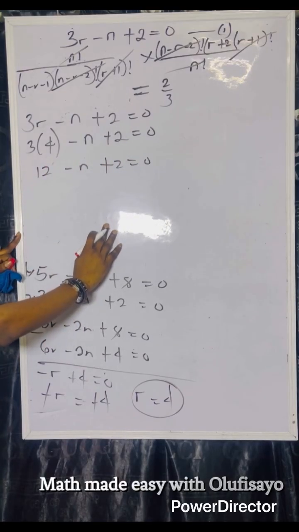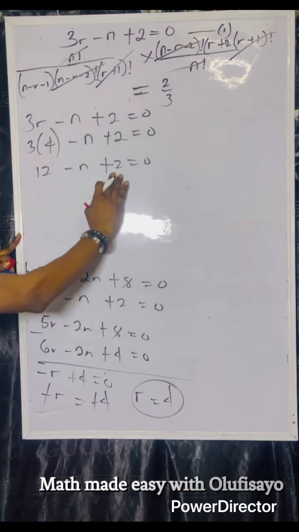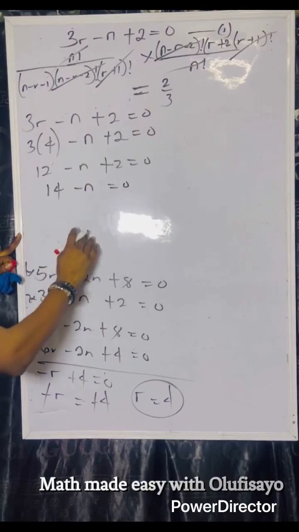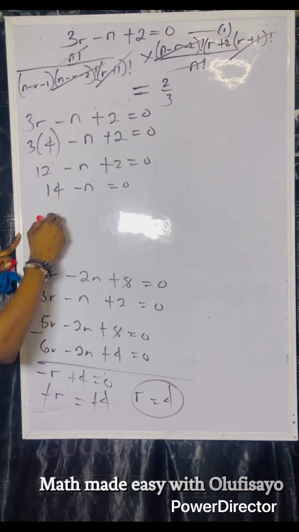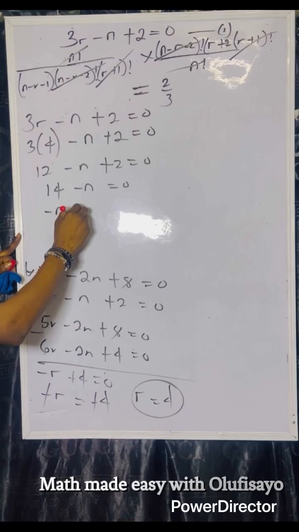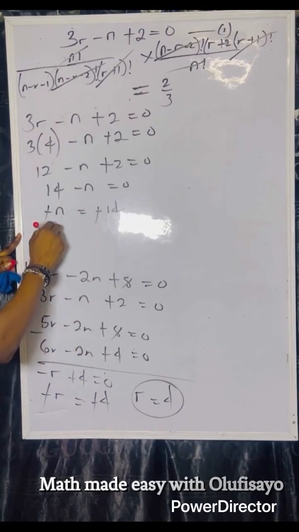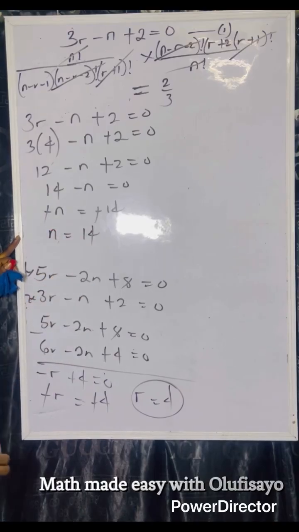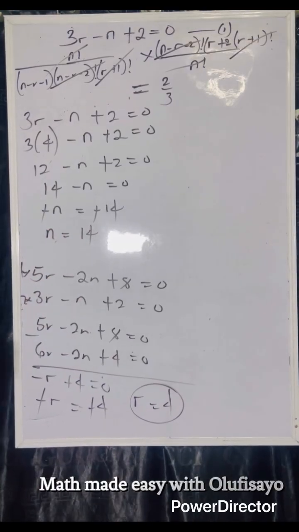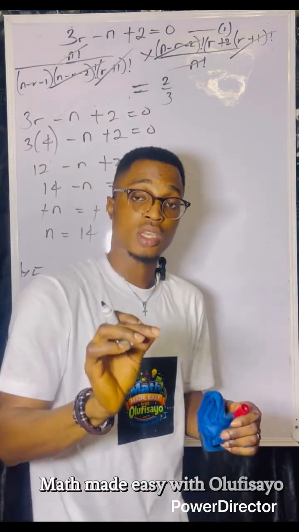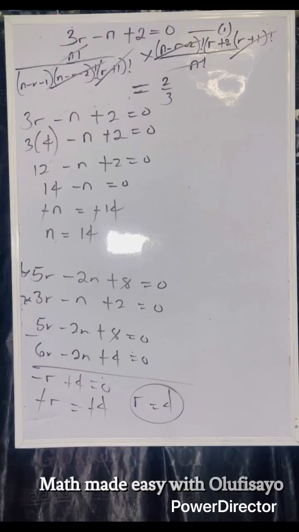Is it not? Yes. Now 12 plus 2 will give us 14 minus n equals 0. If I move this guy to this side, it becomes minus n equals minus 14. Minus cancels minus, n is equal to 14. Definitely the value of n is 14 and the value of r is 4. But how do we know that we are correct?